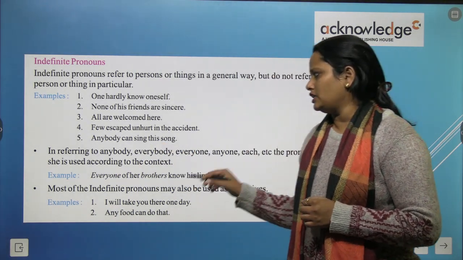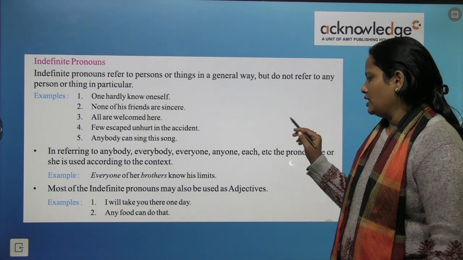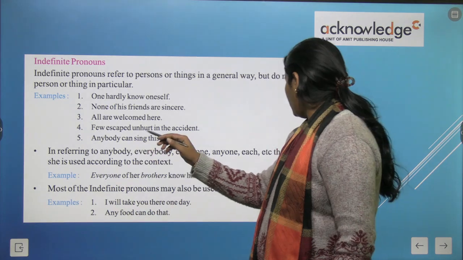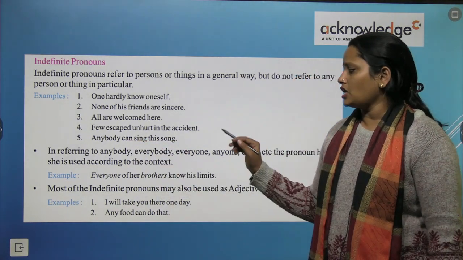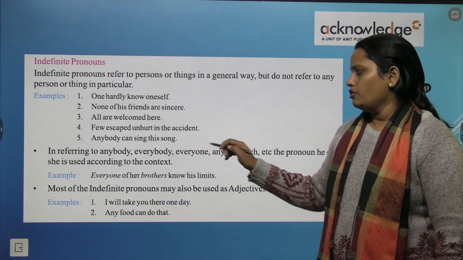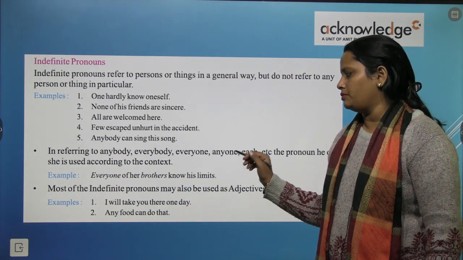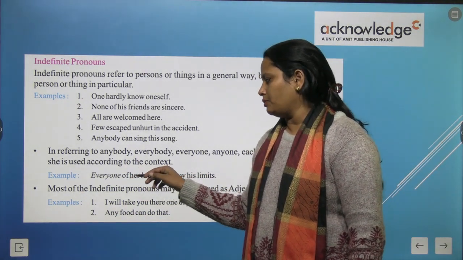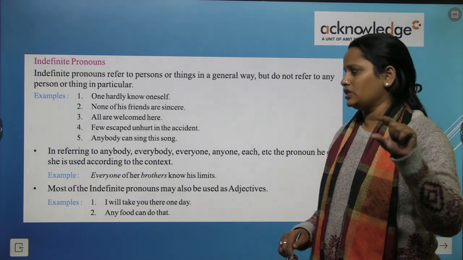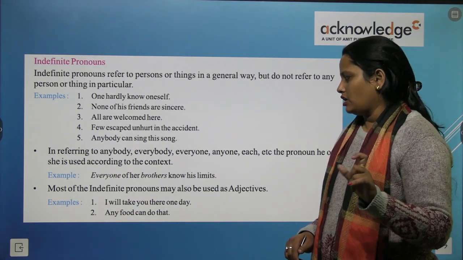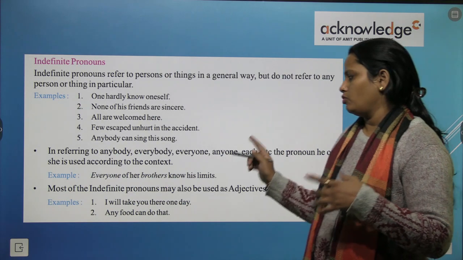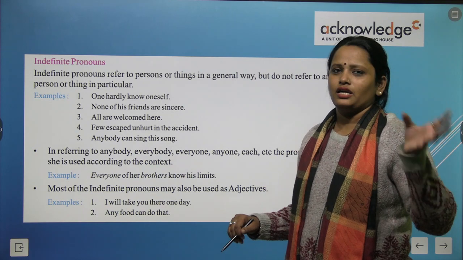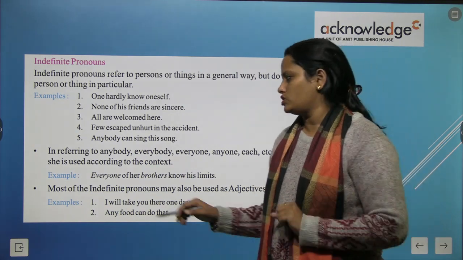In referring to anybody, everybody, everyone, anyone, each, etcetera, the pronoun he or she is used according to the context. For example, every one of her brothers knows his limit. So यहाँ पे everyone की बात हो रही है, पर her brothers, उस एक particular girl की बात हो रही है जिसके ब्रदर को यहाँ पे बोला जाता है. उसके बहुत सारे ब्रदर्स हैं. So every one of her brothers मतलब उसके जितने भी ब्रदर हैं सब जो है अपने limits को जानते हैं.